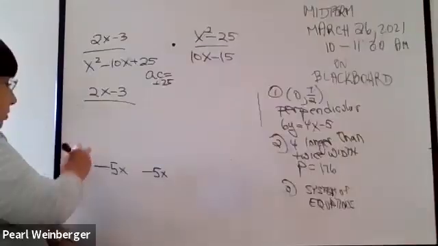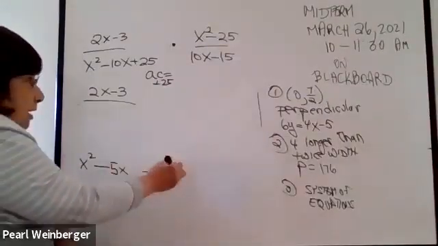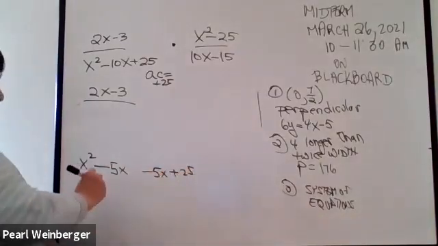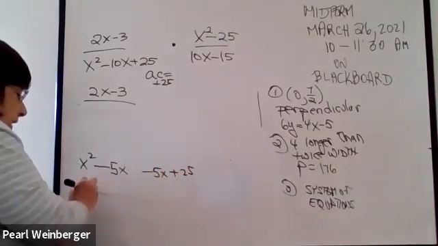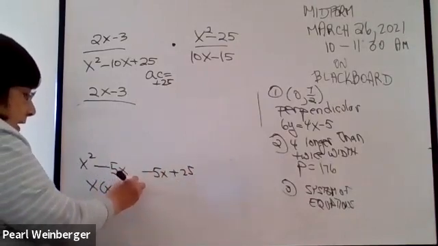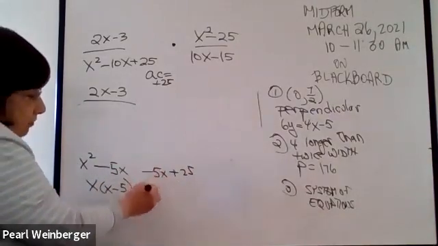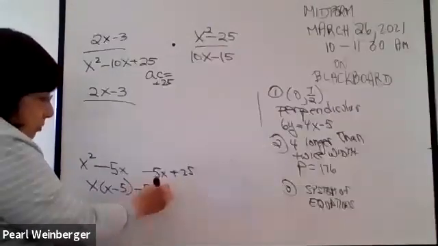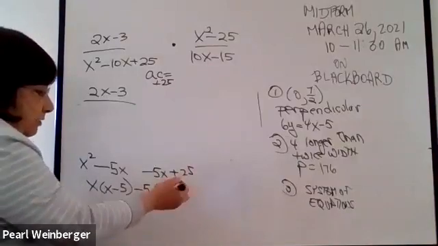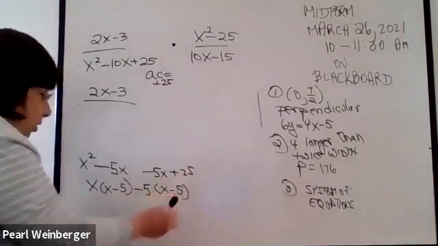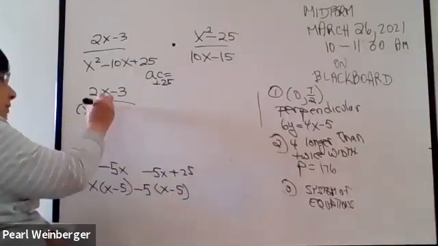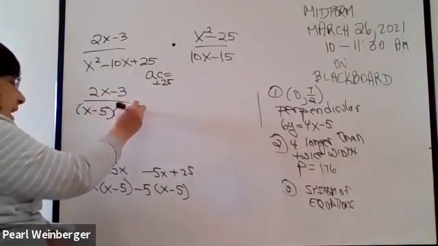Right, so this will be my x squared, and this will be my plus 25. So in my first group, I have x times x minus 5. And in my second group, I have a negative 5 as my common factor, and that becomes x, and also negative 5 into positive 25 is negative 5. So this factors to x minus 5 and x minus 5.